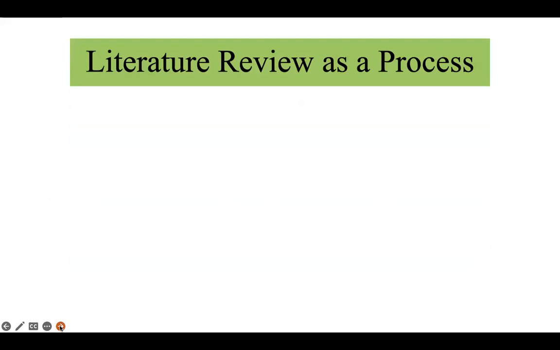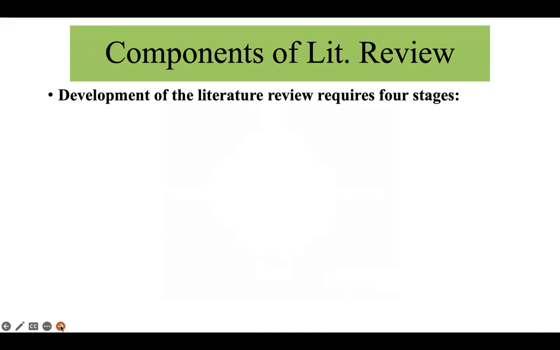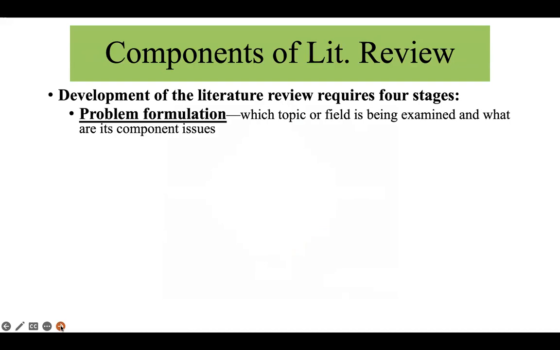This is the summary: why you make the list, then you search, then you learn, and you write. These are the four areas that overlap. So this is the benefit of your literature review. Components: what are the components of literature review development?